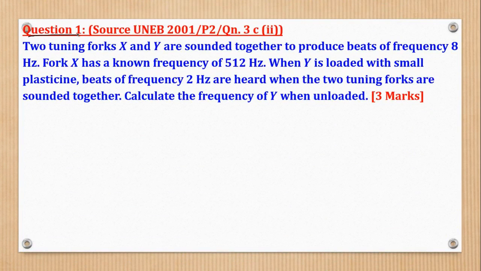So we shall go through these questions. Question 1 came from UACE 2001, paper 2, question 3C, and says, two tuning forks X and Y are sounded together to produce beats of frequency 8 Hz. Fork X has a known frequency of 512 Hz. When Y is loaded with small plasticine, beats of frequency 2 Hz are heard when the two tuning forks are sounded together. Calculate the frequency of Y when unloaded.